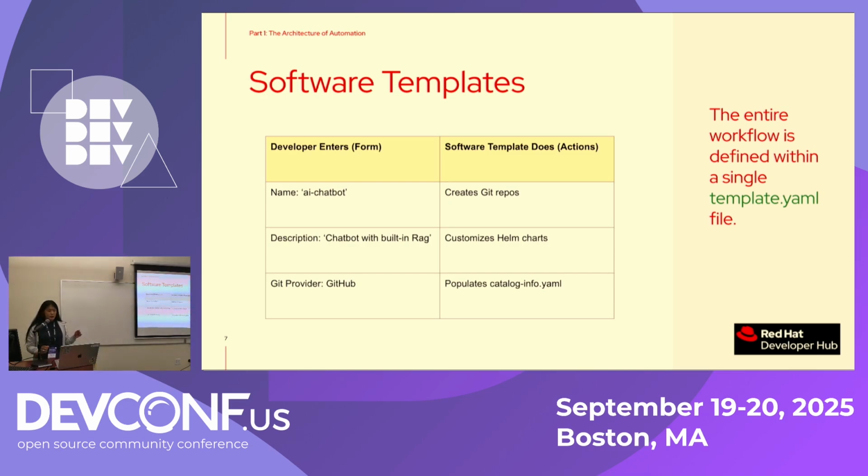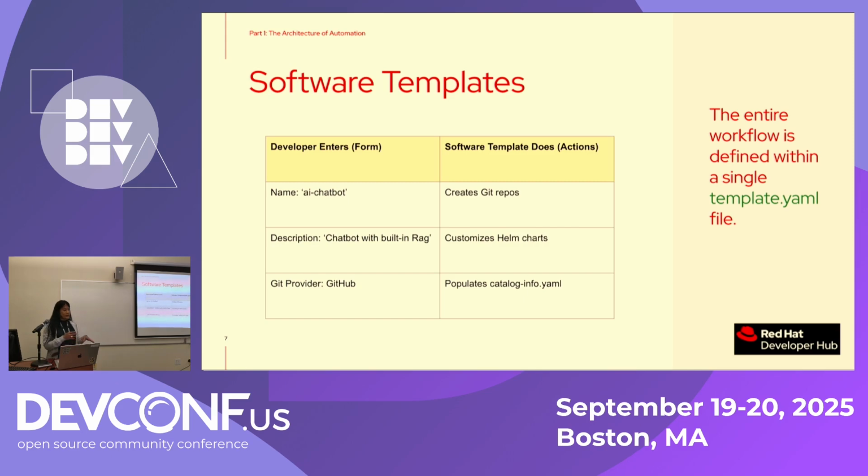Okay, so this is where the magic happens. The developer fills out a form, and the form is created by the software template. We give the application's name, we give it a description, and then on the left-hand side, the actions that are part of the plugin explode into creating new Git repositories, customizing complex deployments, and filling out documentation. And all that is triggered by two simple fields. It's kind of wild, isn't it?